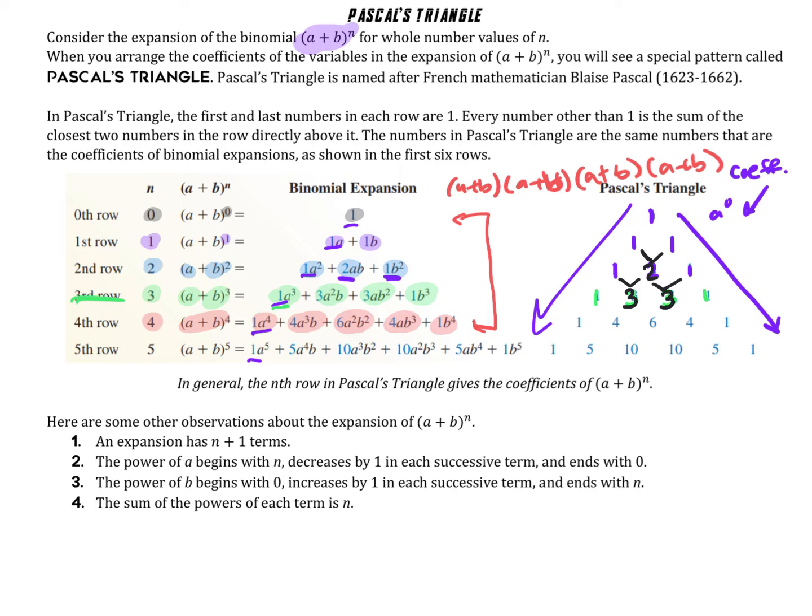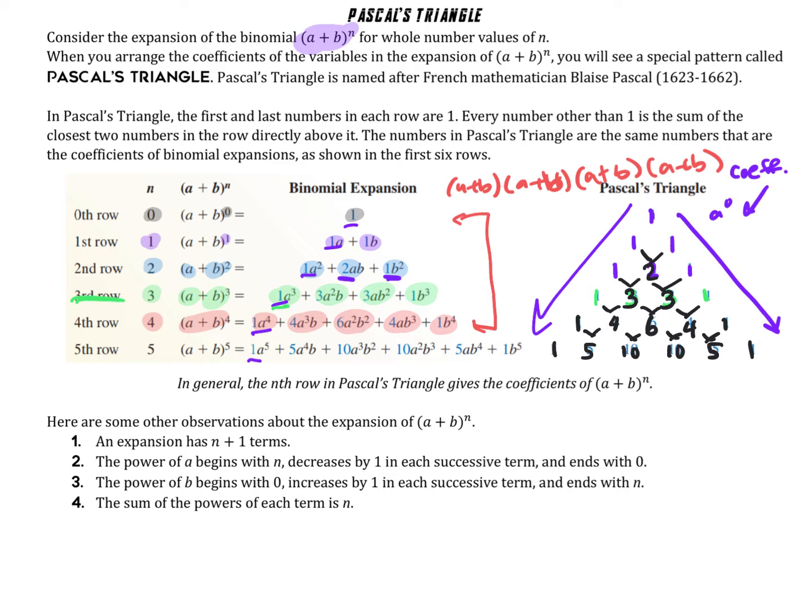2 plus 1 is 3. And this keeps going. We always bookend with 1s, but the next number in row 4 is what I get when I add 1 and 3, and when I add 3 and 3, and when I add 1 and 3, and then we end with a 1. So similarly, 1 plus 4 is 5, 4 plus 6 is 10, 4 plus 6 is 10, 4 plus 1 is 5, and we bookend with our 1s.